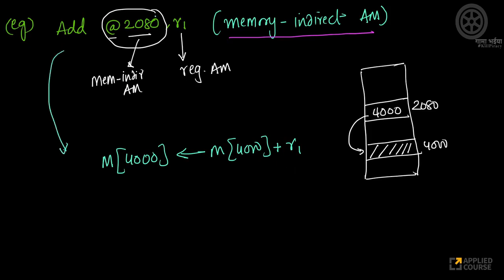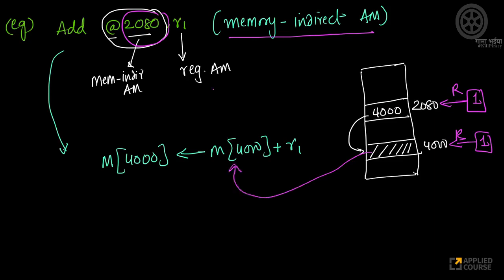But again, look at this. First, what are the references that are happening? There is one memory reference to go to memory location 2080. There is one read that is happening here. Then using this value, I again go to memory location 4000. Again, I perform a read here. This will give me this value now, right? Then to get this value, I'm doing one more read, one register read. Here we are doing one memory read, or one memory reference, if you want to call it so.